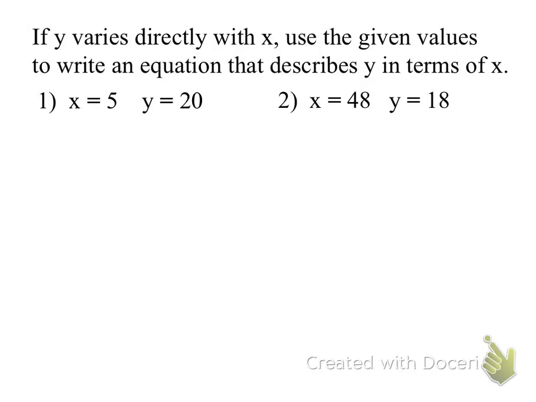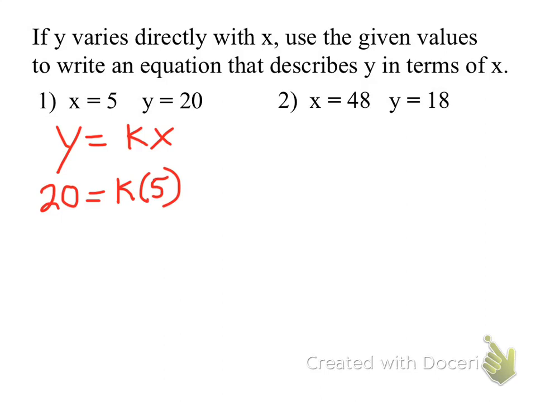What would I do first, Oscar? Y equals kx. Good. Keep walking me through it. Plug them in. Y equals kx. What am I substituting in? The 20 and 5. 20 equals k times 5. Okay, next step. Divide both sides of the equation by 5. Then you get 4 equals k.